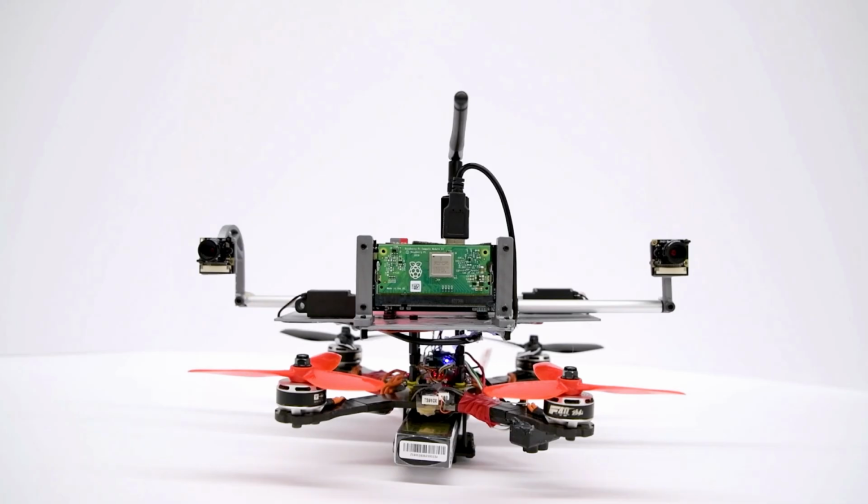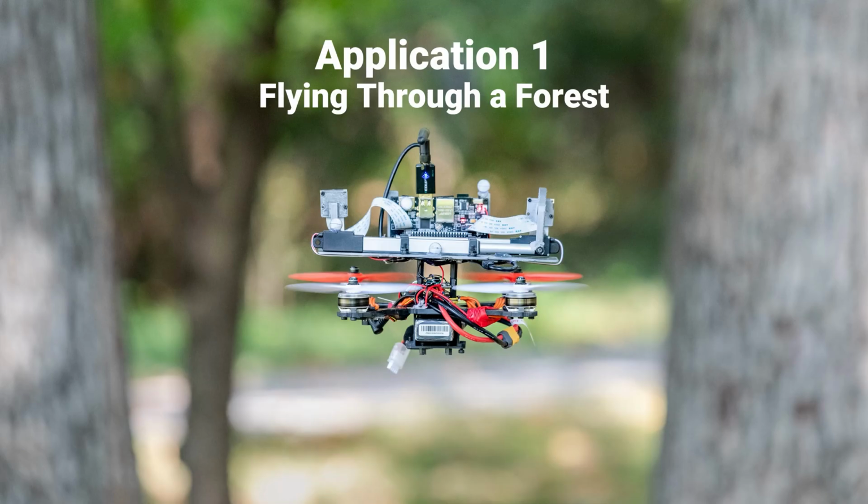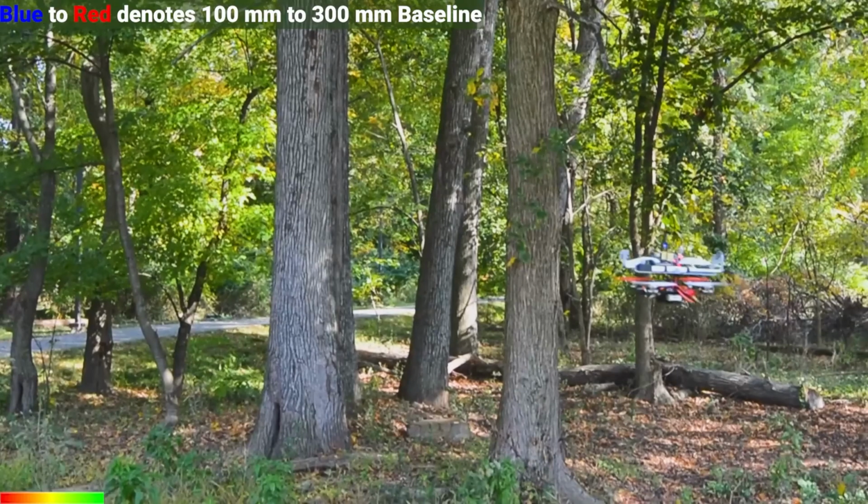In this particular research work, we used 2 linear servo motors to change the baseline of our stereo camera. We show its efficacy with multiple applications. The first one is flying through a forest. The bottom bar here shows the history of baselines as a jet color map, where going from blue to red denotes 100 millimeters to 300 millimeters in baseline. At 300 millimeters, the baseline of the cameras is actually much bigger than the robot. The robot is about 150 to 160 millimeters in size.